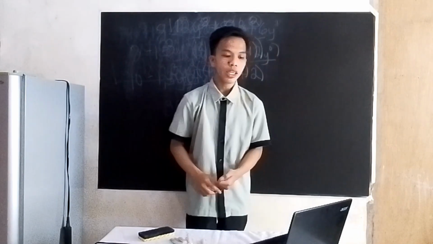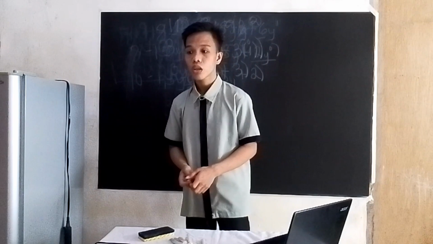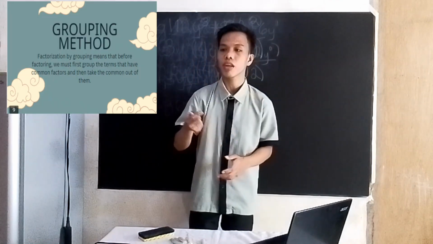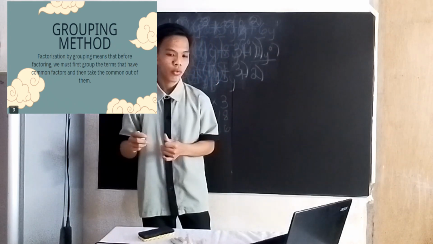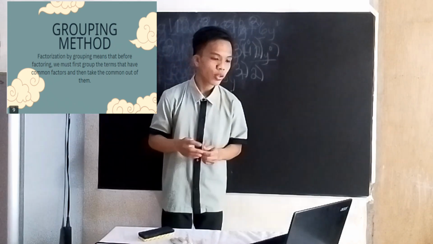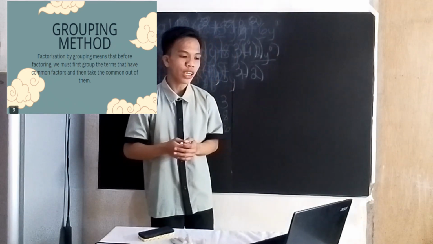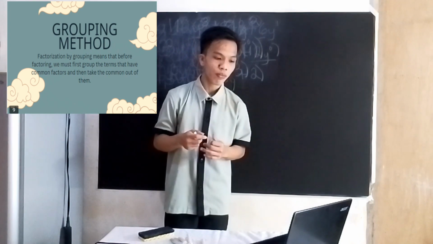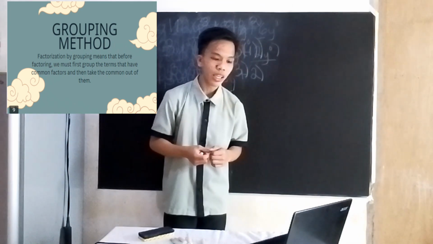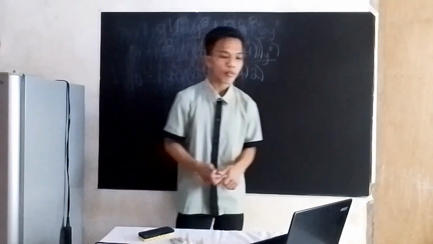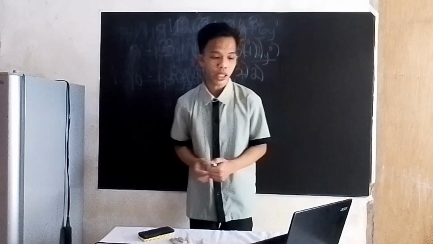So our next type of factoring is what we call, kindly read, yes, Cebuco. Thank you, Cebuco. So, grouping method. Factoring by grouping means that before factoring, we must first group the terms that have common factors and then take the common factor out of them. So, for further understanding, let's have an example in here.